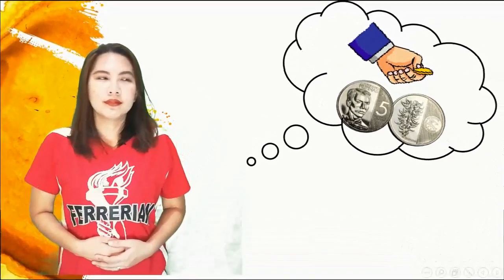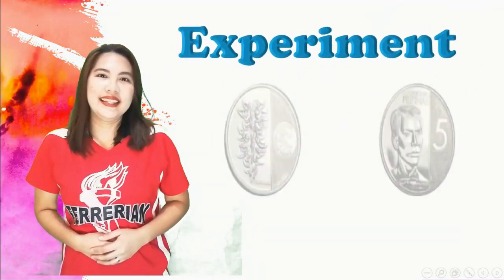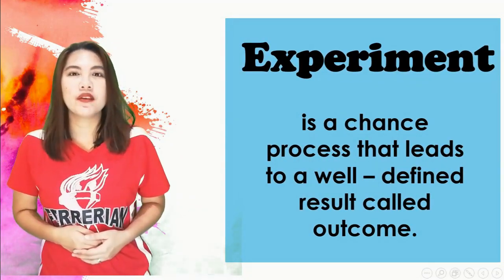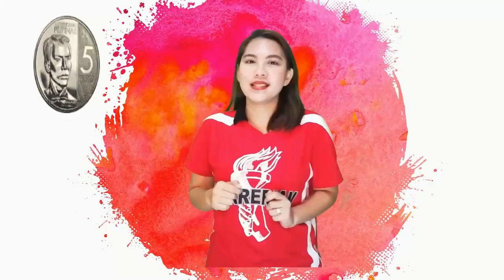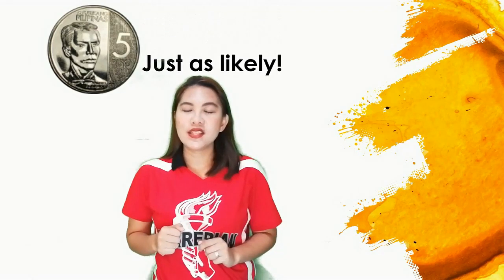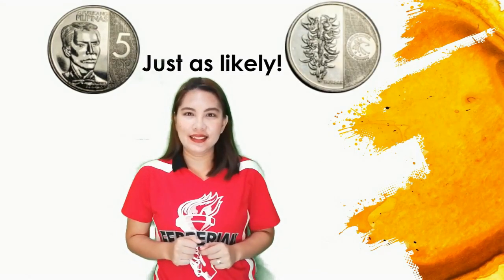Is it just like tossing a coin? Yes, it is an example of an experiment. Experiment is a chance process that leads to a well-defined result called outcome. We cannot foresee whether it will be heads or tail. It's unpredictable. But even though we don't know what each coin flip is going to be, we do know a few things about it. We know that in a fair coin toss, getting heads is just as likely to show up as tail.